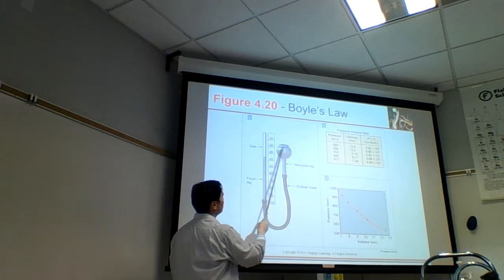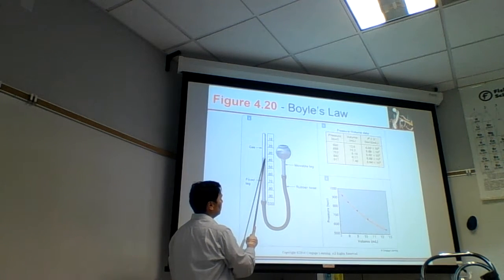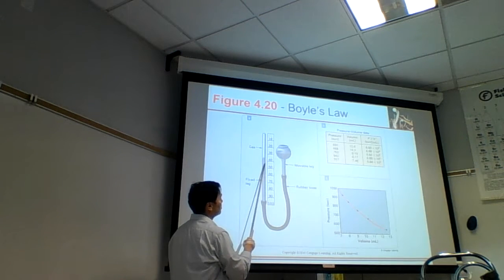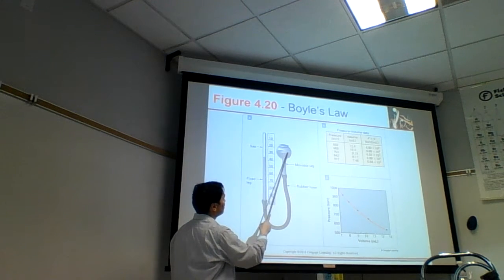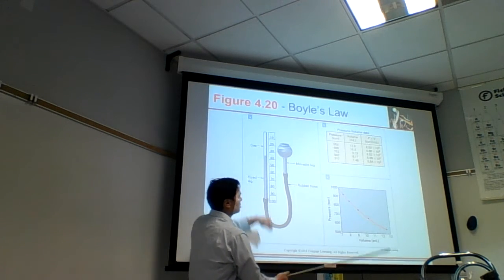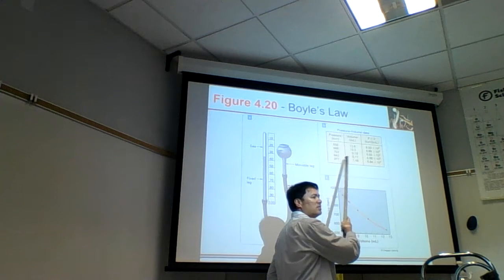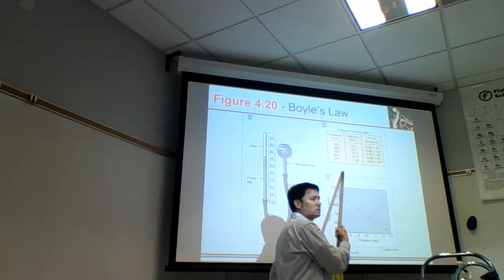The volume's going to shrink. If we lower this down, it's going to put less pressure on this, and the volume's going to expand. And if we continue lowering it down, since this level is lower than this level, we can actually pull and expand it. Well, anyway, we take the data, and so this is a scientific method. This is what scientists do.